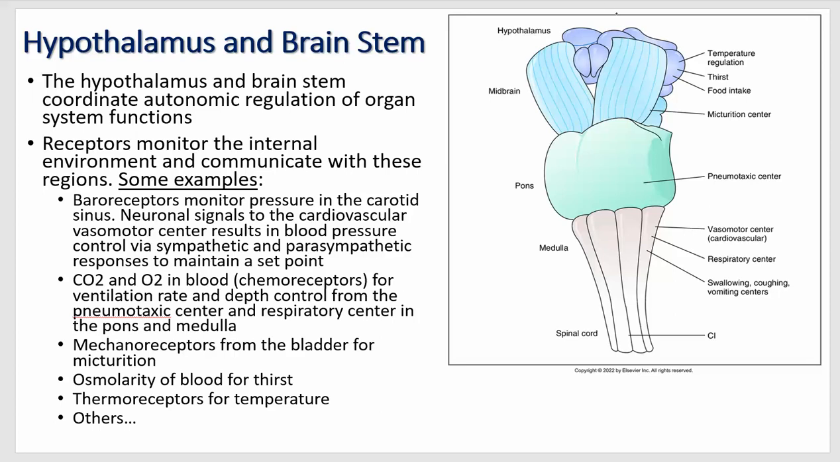So baroreceptors monitor pressure in the carotid sinus, and then that will signal to this cardiovascular center, vasomotor center, and that's going to result in blood pressure changes. Let's say it says your blood pressure is low, it's going to cause activation of the sympathetic nervous system, and your blood pressure is going to increase. If it's high, then that'll tell the parasympathetic, and that's going to cause your heart to beat slower, and decrease. So we're trying to keep it correct.